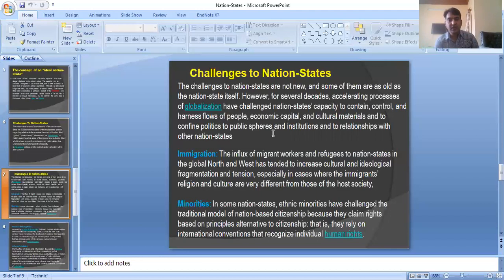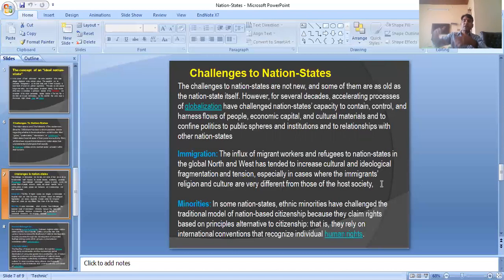So what else could be a challenge? Immigration. Immigration means people who come from other countries, mostly an influx of people from underdeveloped to developed countries. It happens in European or American countries, the developed or industrial countries, where people come from outside for work and earnings. The influx of migrant workers and refugees into nation states of the global northwest tends to increase cultural and ideological fragmentation and tension, especially where the immigrants' religion and culture are very different from those of the host society.